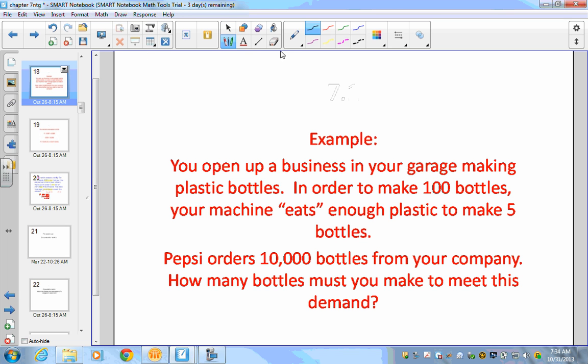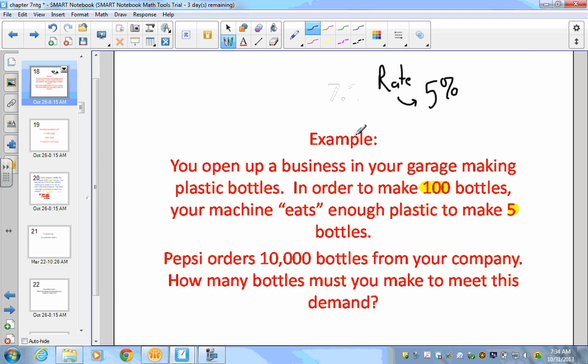Now, if you remember our consumption rate from our last video, the consumption rate is basically the amount of internal consumption that a business has. So in order to make 100 bottles, it eats 5 bottles. So that means if I set up a little problem to find the consumption rate, my consumption rate would be 5%. Okay, so this is my consumption rate. And that's what we talked about on the last video.